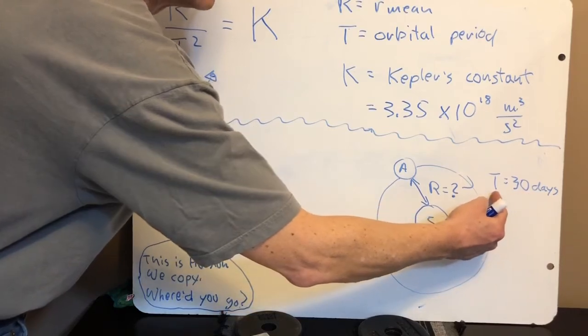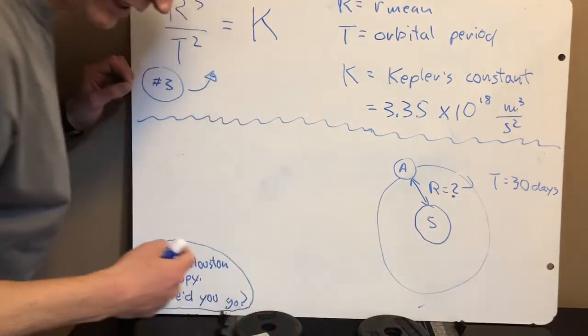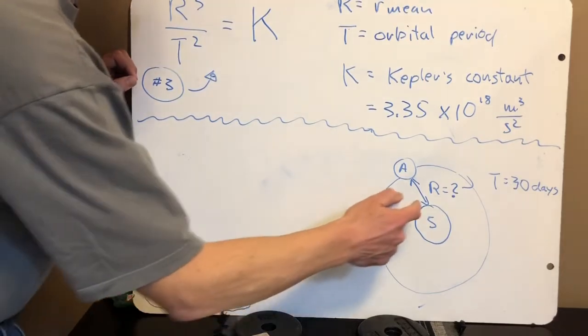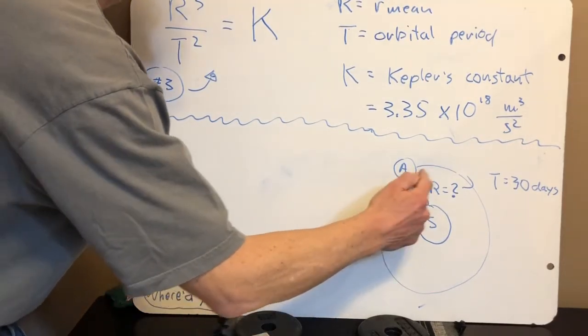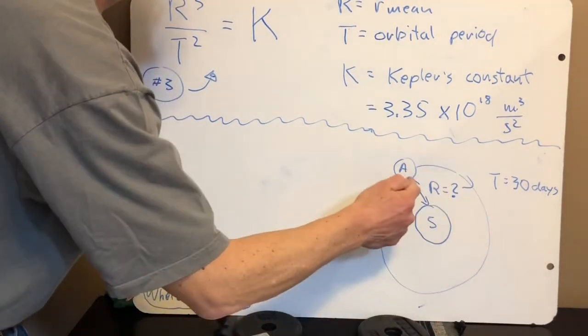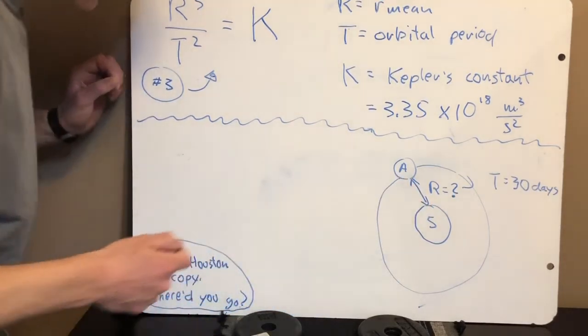So the orbital period for our asteroid is 30 days, and we're trying to figure out how far it is from the sun. In other words, what is its mean radius of orbit?